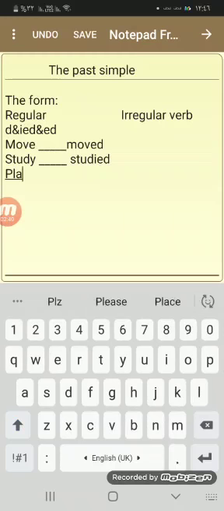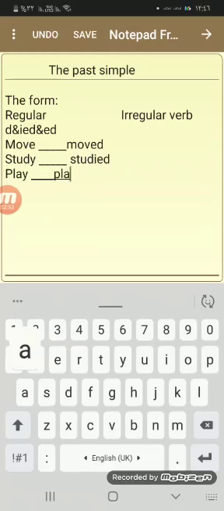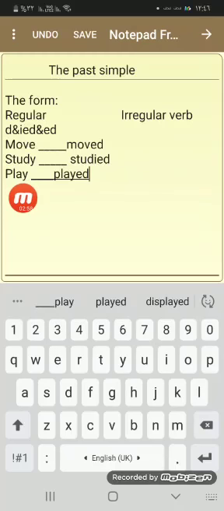If I give you another verb like play, the verb here ends with Y and before it a vowel. Don't change Y, and add ED. If the verb ends with Y and before it a consonant, change Y into IED. If the verb ends with E, we add D only. Understand now? Okay.